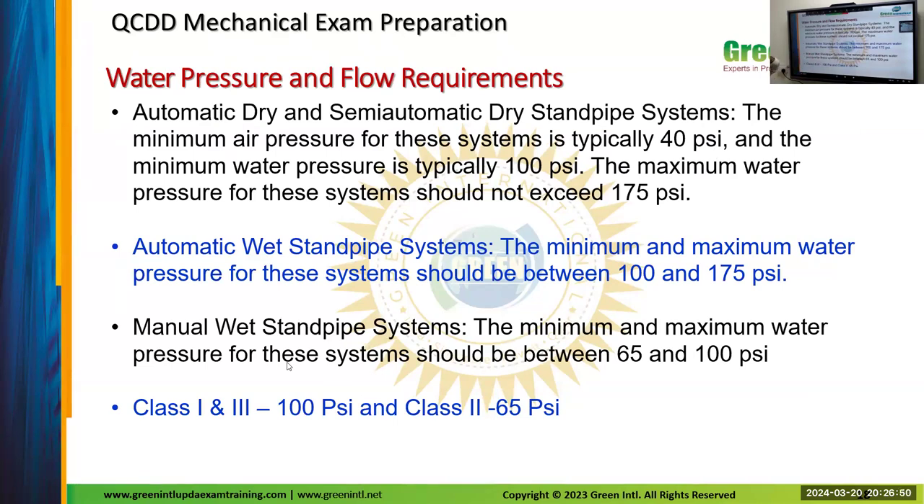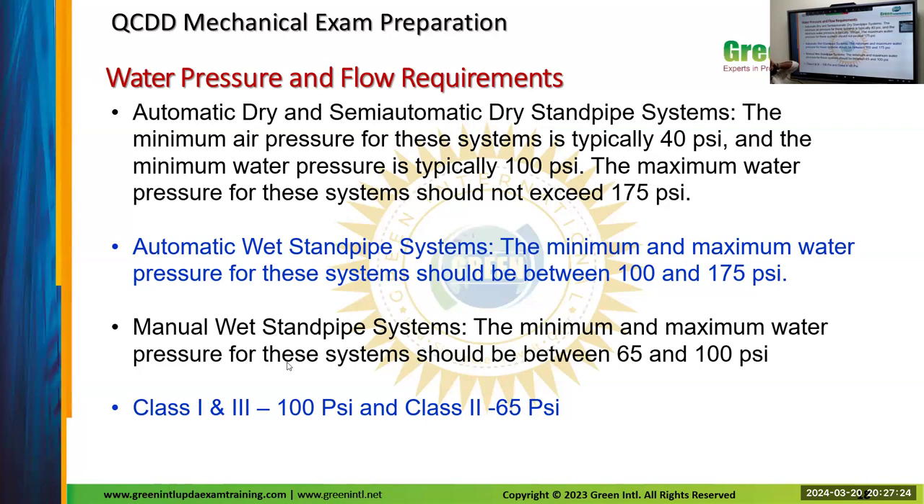So, water pressure and flow requirements. Automatic dry and semi-automatic dry standpipe systems. The minimum air pressure for this system is typically 40 psi and the minimum water pressure is typically 100 psi. We previously saw this on the dry pipe systems, right? The compressed air will have a pressure of 40 psi minimum, and for wet standpipe systems, minimum water pressure will be 100 psi. The maximum water pressure of this system should not exceed 175 psi.